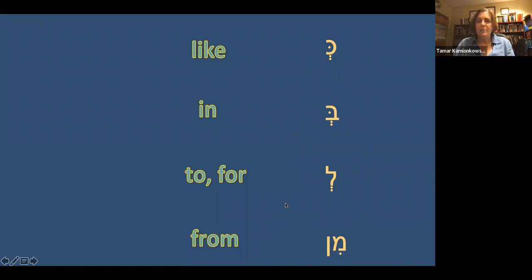Another common preposition is the word min, from. And min can come by itself, or the mem can attach to a noun. So if I want to say, like, from peace, I could say mi shalom. So let's see how this plays out.